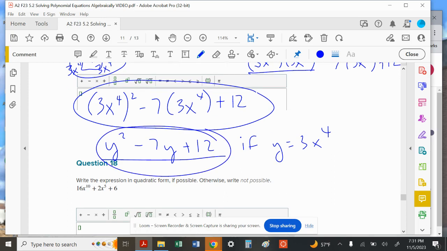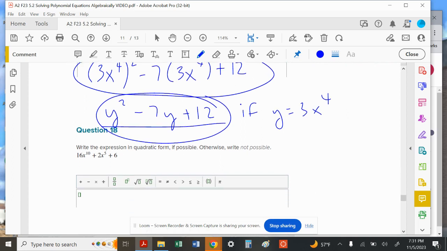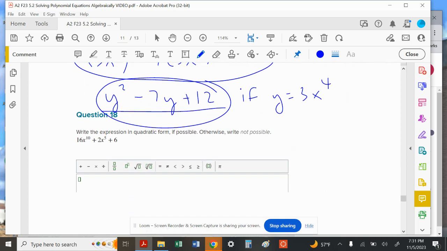So you're going to see in this next problem, we're going to do that. So we're going to try to do this one as well. 16x to the 10th plus 2x to the 5th. What's common to both numbers? A 2 is. So we're going to take out a 2 and an x to the 5th. We're going to divide out a 2x to the 5th, and we're going to be left with 8x to the 5th. Notice they're not the same.